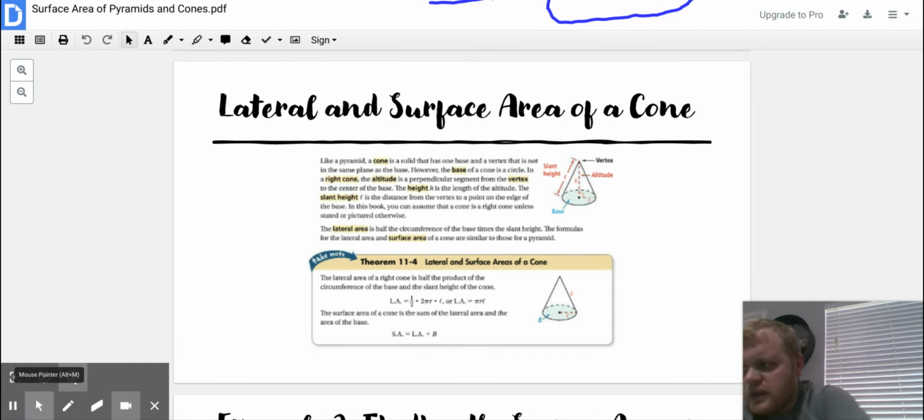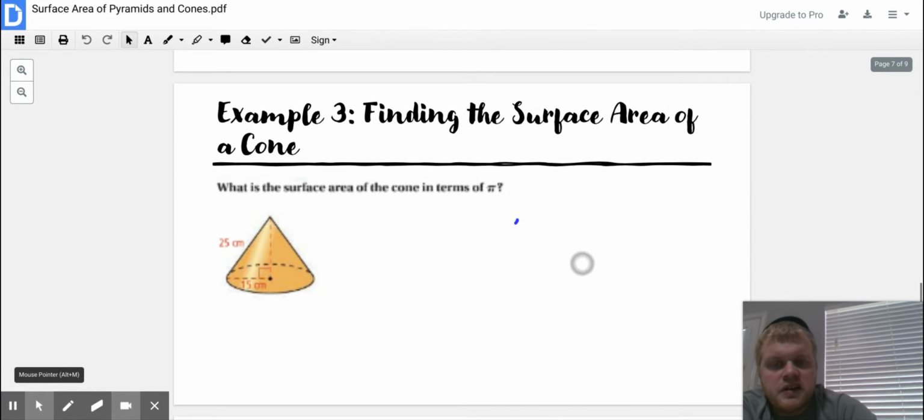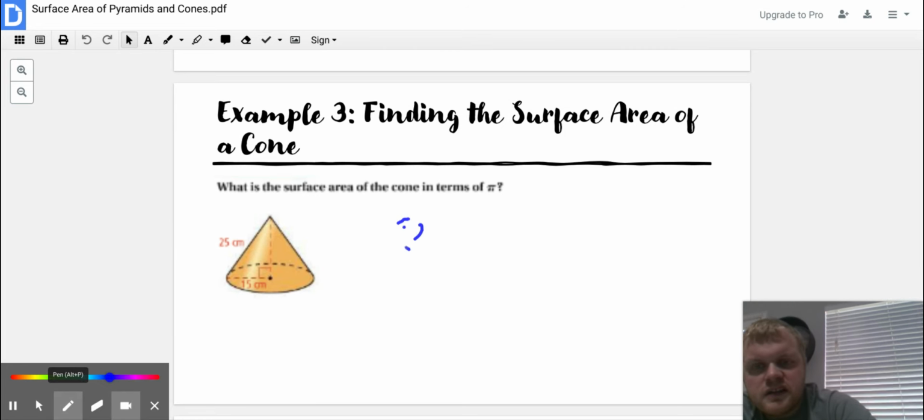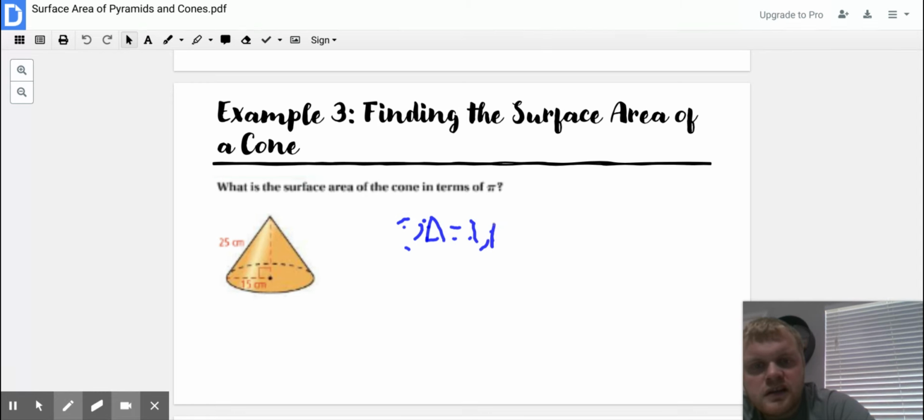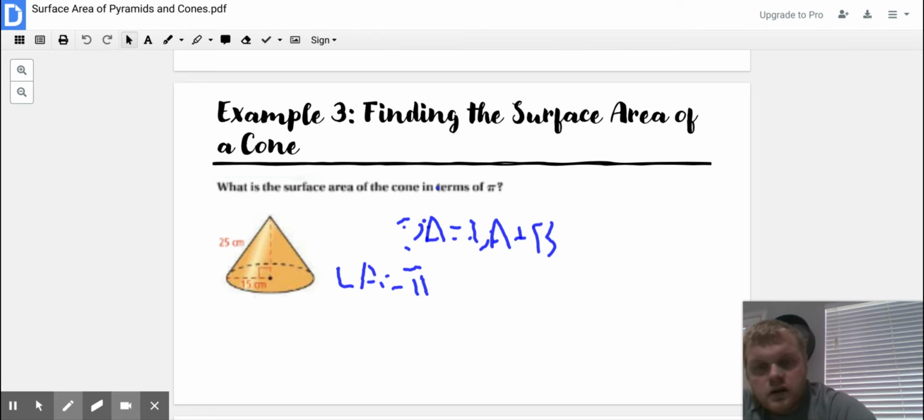So knowing this now, let's take a look at our first example of finding the surface area of a cone. Again, I'm going to write out the general formula here: SA equals LA plus B. First step, let's find our LA. Going back to that same formula that we just learned, LA equals pi r L. We're looking for the radius and the slant height. The radius of our base right there is 15, and the slant height, as we see, is 25.